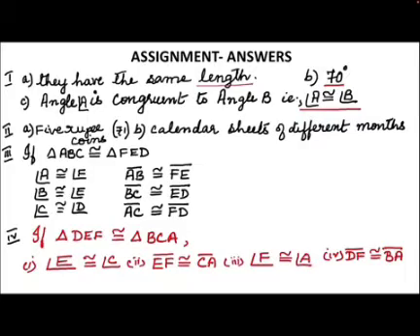Third one, angle A is congruent to angle B. In the question it is, when we write angle A equals angle B, we actually mean that angle A is congruent to angle B because they have the same measurement. We can call them congruent figures or congruent angles, and we write it as angle A is congruent to angle B.